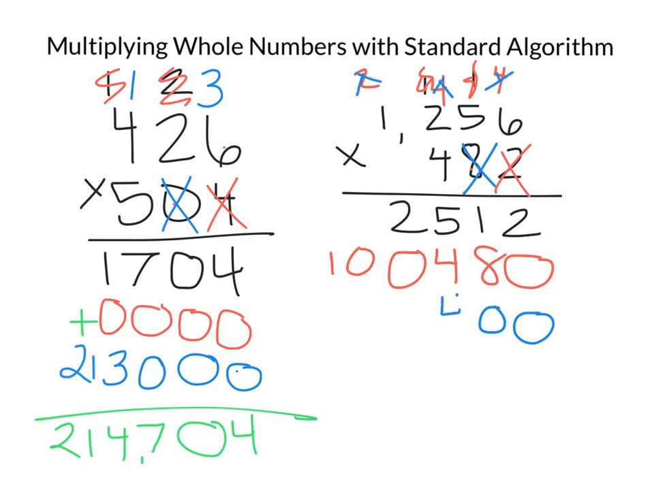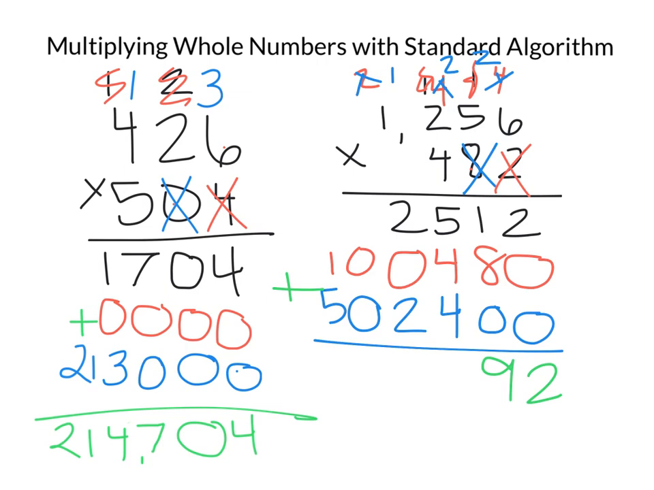6 times 4 is 24. Drop the 4, carry the 2. 5 times 4 is 20, plus 2 is 22. Drop the 2, carry the 2. 2 times 4 is 8, plus 2 is 10. Drop the 0, carry the 1. 1 times 4 is 4, plus 1 is 5. Now I add them up. 2, 9, 13, 5, 0, 6. 605,392.